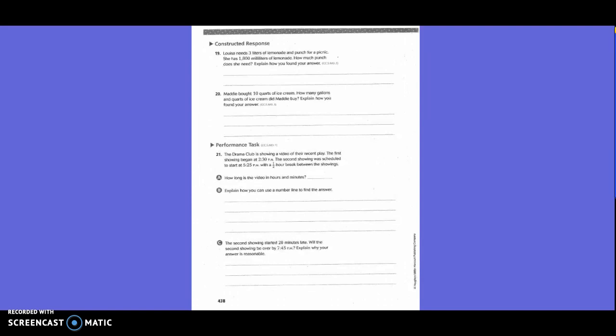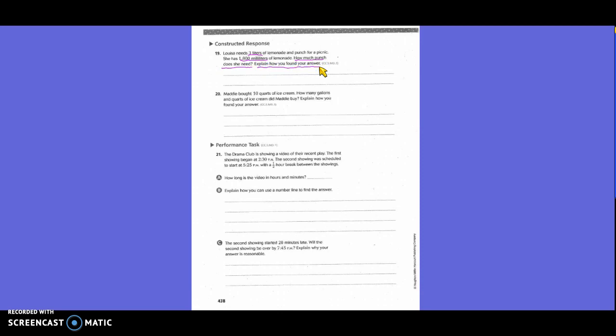Constructed response, number 19. Louisa needs 3 liters of lemonade and punch for a picnic. She has 1,800 milliliters of lemonade. How much punch does she need? Explain how you found your answer. So she needs 3 liters. She has 1,800 milliliters of lemonade. How much punch does she need? And then explain how you found your answer.